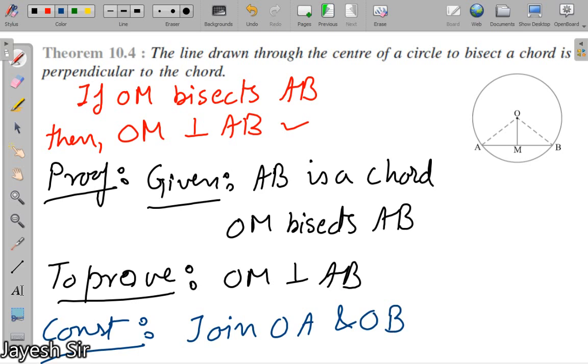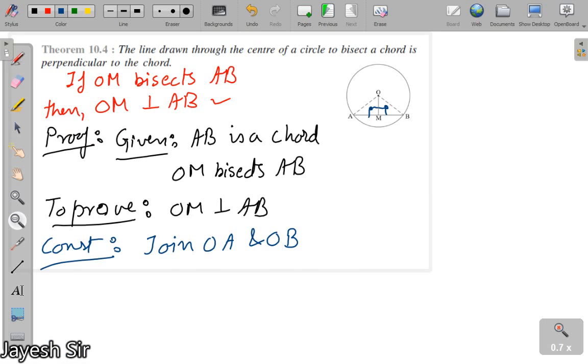So what we are going to do is prove that these two triangles are congruent, and by CPCT I will say that angle OMA and angle OMB are equal, and by using linear pair we will prove that both of these angles are 90 degrees. So we'll start with the proof. You can start with your own proof as well.